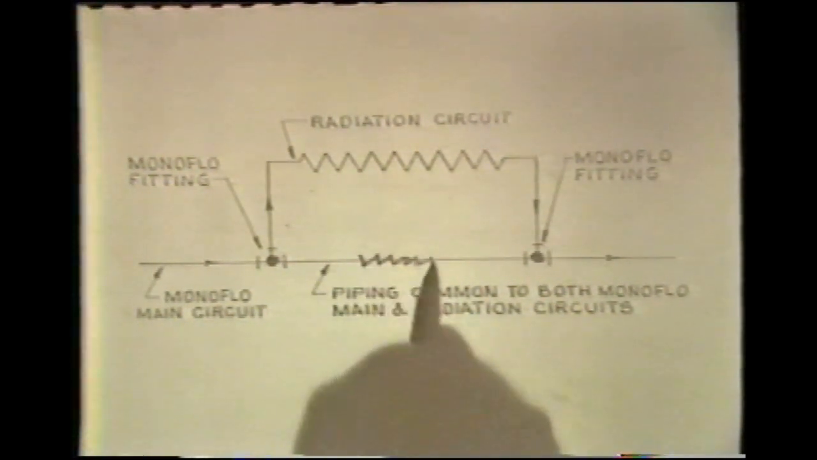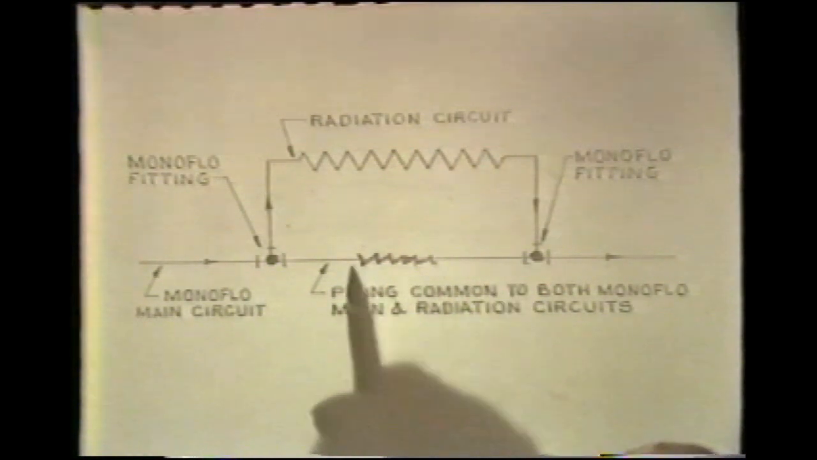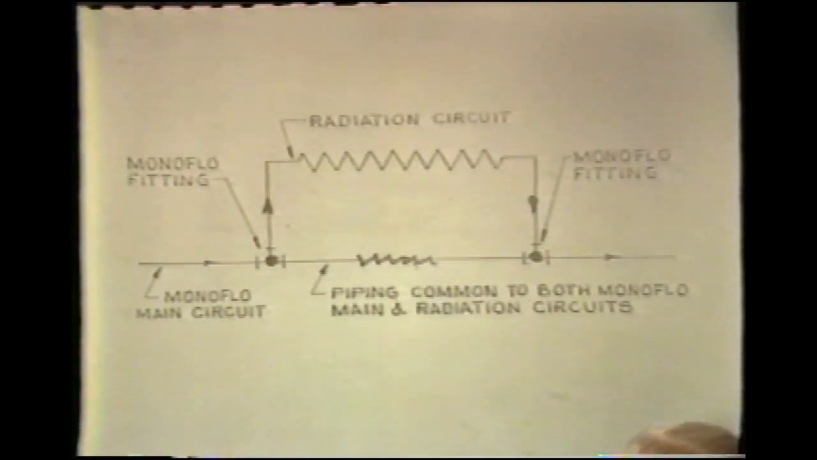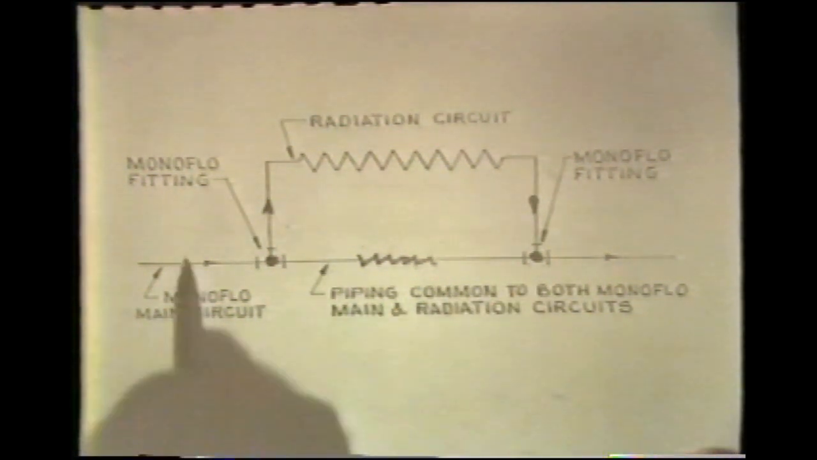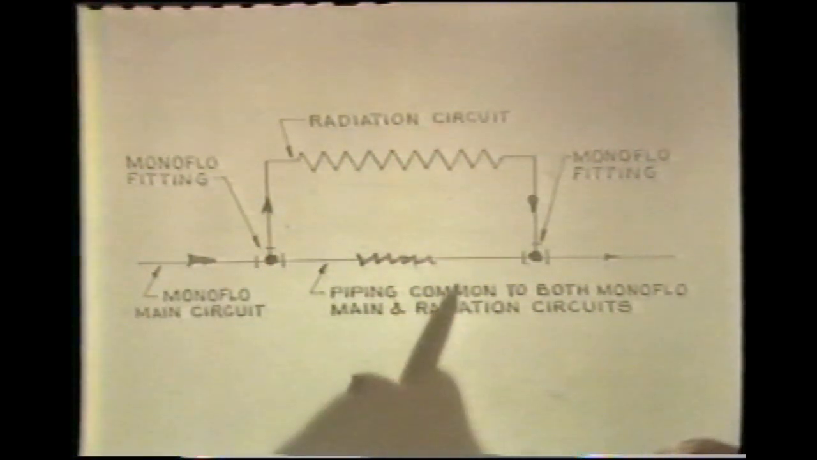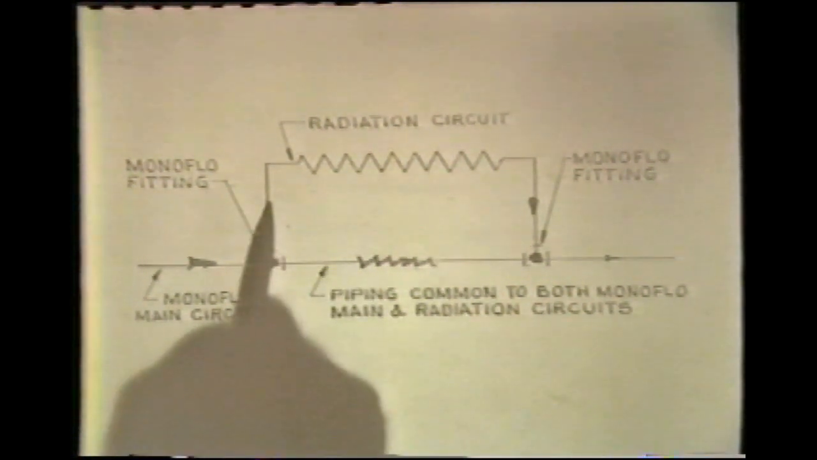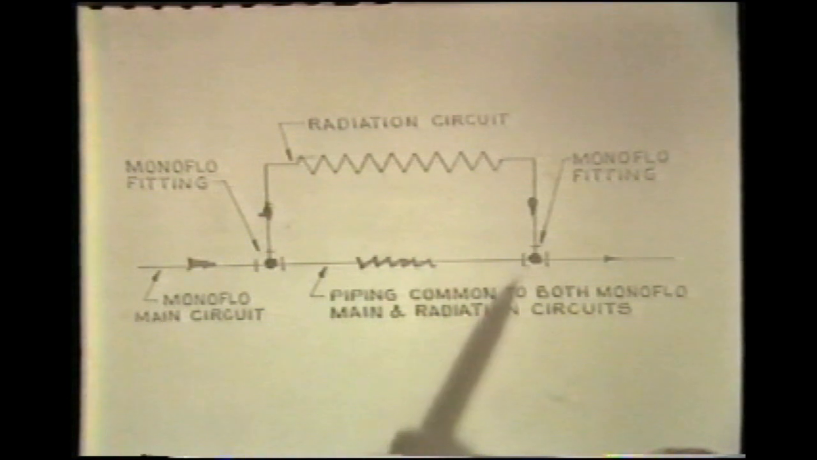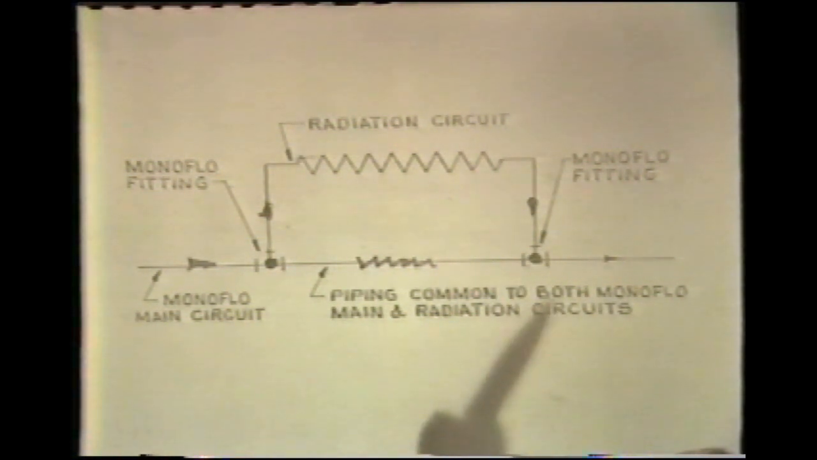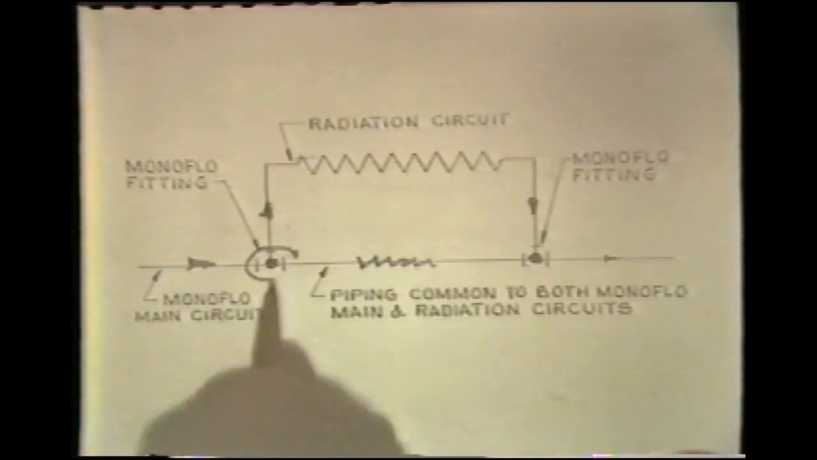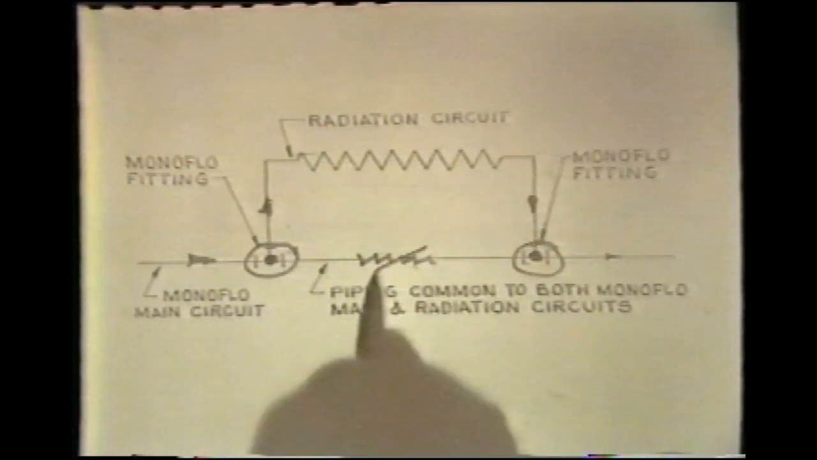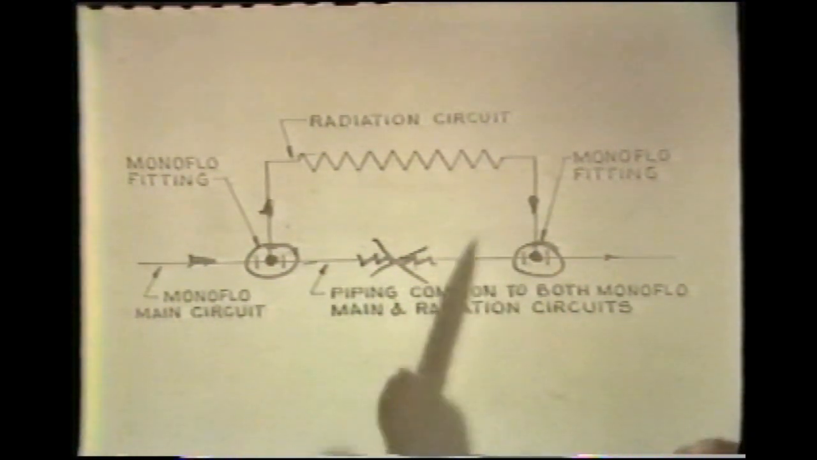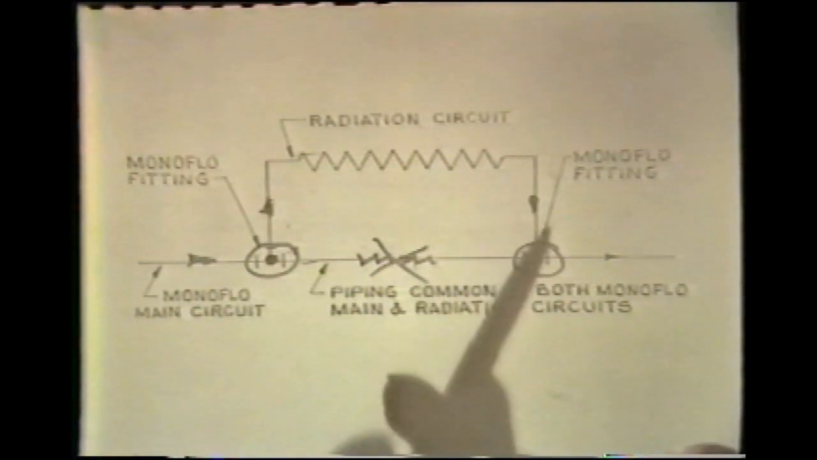And these monoflow fittings actually create a pressure drop in the piping between the riser takeoffs. And we can, by proper design and control of the water flow in the distribution main, establish the necessary flow rate through the radiation circuit to provide the necessary heat transfer for the system. The antithesis of this would be to eliminate the monoflow fittings and the pressure drop in the piping common to the riser circuits.